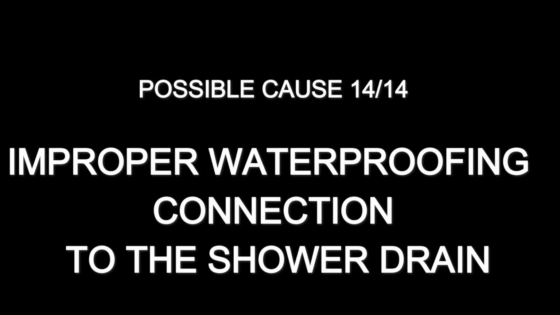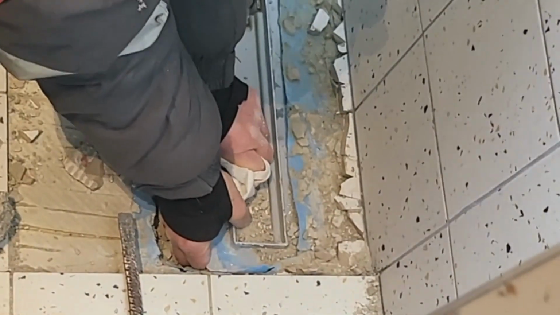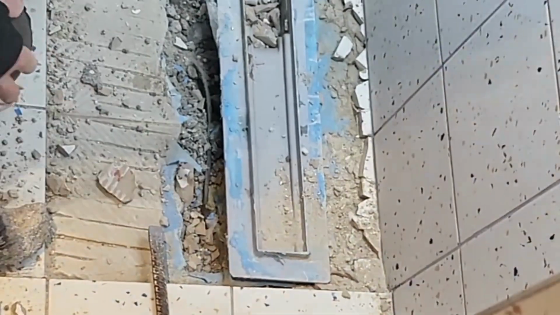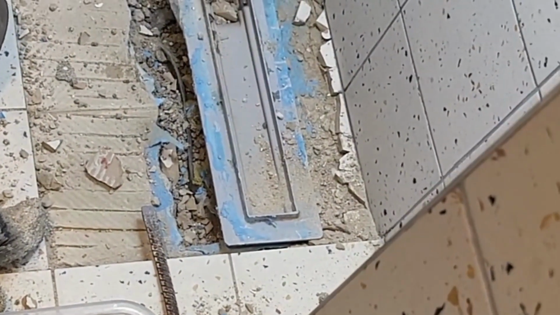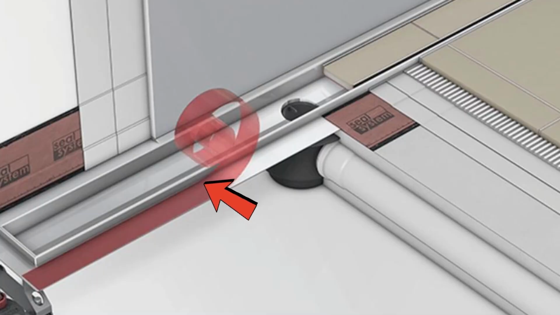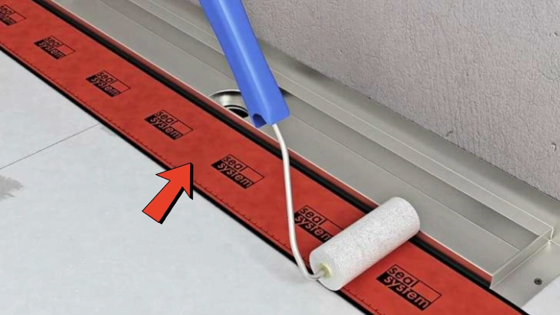The 14th version. Connecting the gutter to the waterproofing. The gutter body is made of plastic. Liquid waterproofing is not designed to bond reliably with such a surface, so a special self-adhesive butyl tape must be installed between the plastic gutter and the waterproofing. It forms a rigid transition.